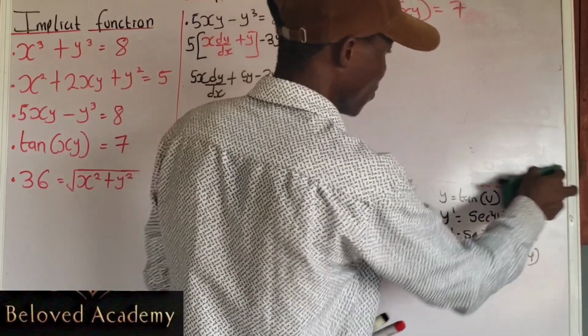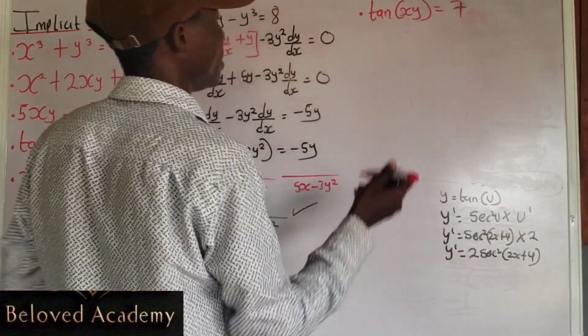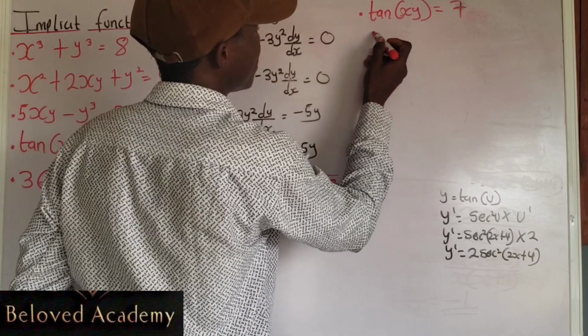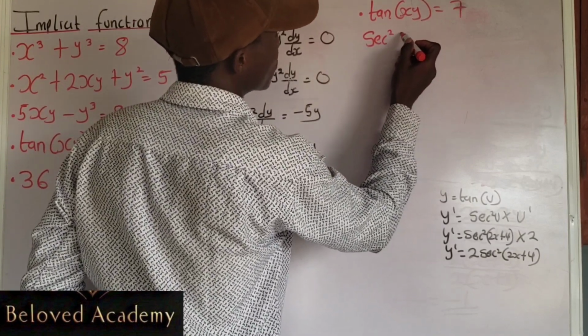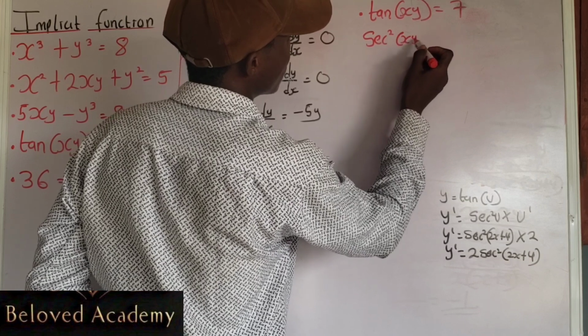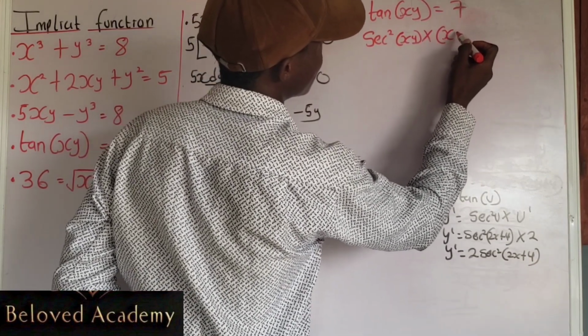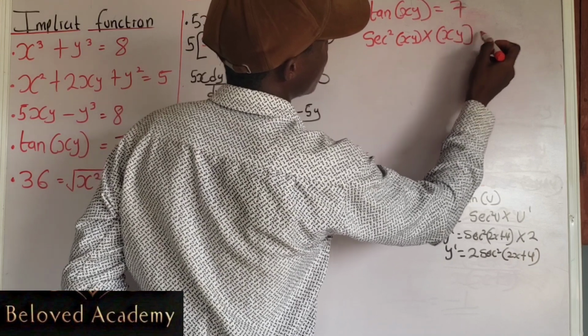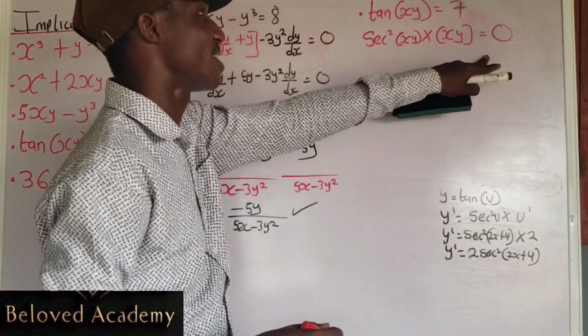I will still leave this so that we understand what I want to do here. Tan xy will give me sec squared xy multiplied by the derivative of xy equals 0. See, if you differentiate 7, you're going to have 0, okay?